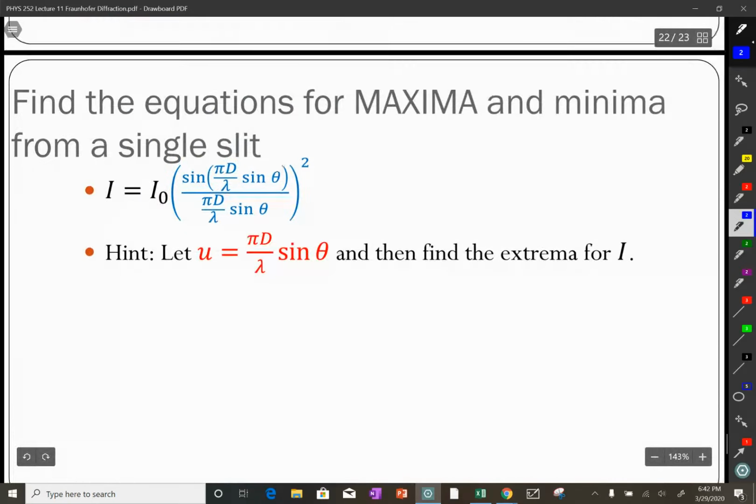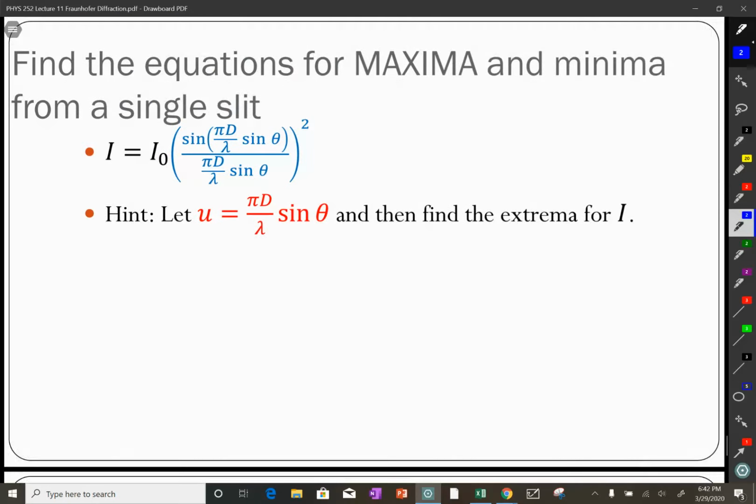The final thing: find the equations for maxima and minima from a single slit. Now we already looked at the minima equation. Here I say the maxima and the minima. And I have a hint here. You wouldn't have the hint on the test, but I will put it here because I want you to know how to be ready in case this comes up on the test.